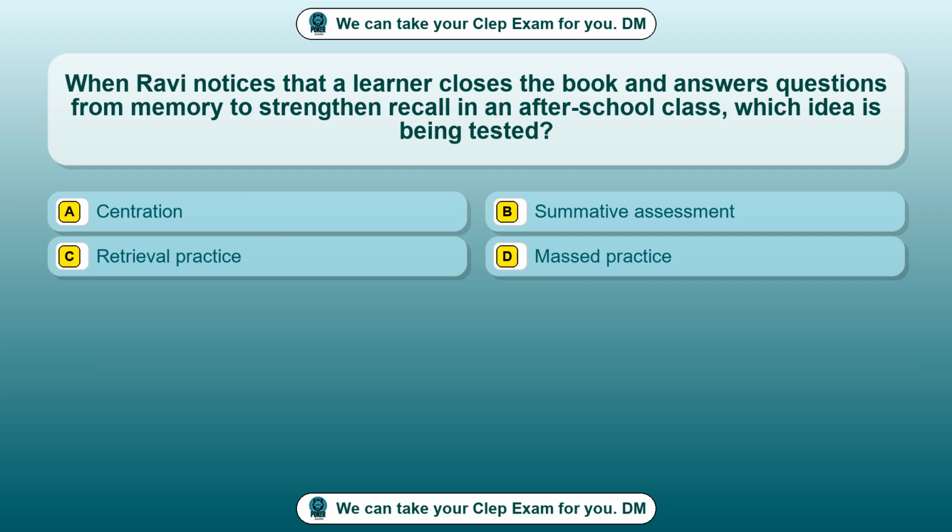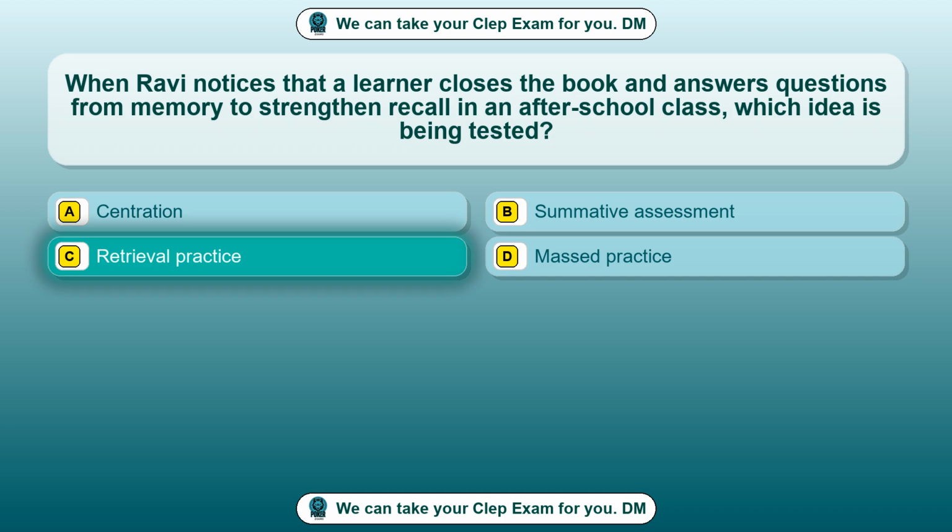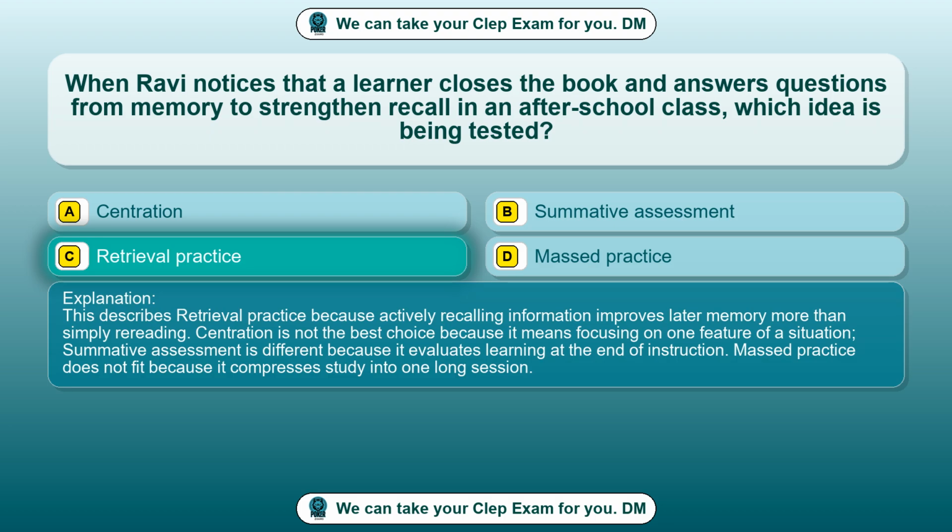Question 37. When Ravi notices that a learner closes the book and answers questions from memory to strengthen recall in an after-school class, which idea is being tested? Option A, centration. Option B, summative assessment. Option C, retrieval practice. Option D, massed practice. The correct answer is option C. Retrieval practice. This describes retrieval practice because actively recalling information improves later memory more than simply rereading.